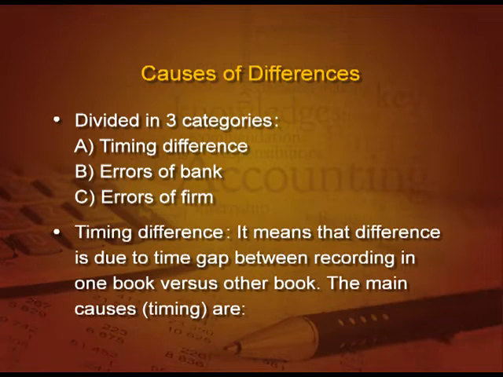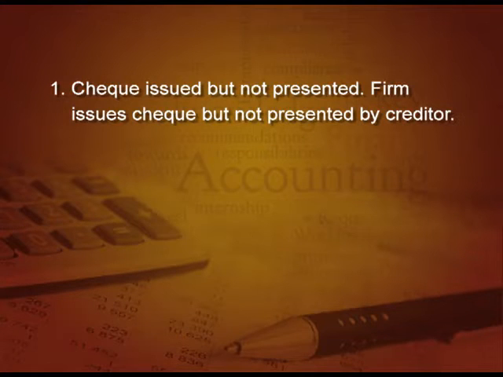What is timing difference? It means the difference arising due to the time gap between recording in one book versus the other book. Like suppose I record one transaction at a particular point in cash book and it comes in passbook after some time. So, there is a difference of timing. The main causes of this timing difference are: first point, check issued but not presented. Firm issues the check, but it is not presented by the creditor.